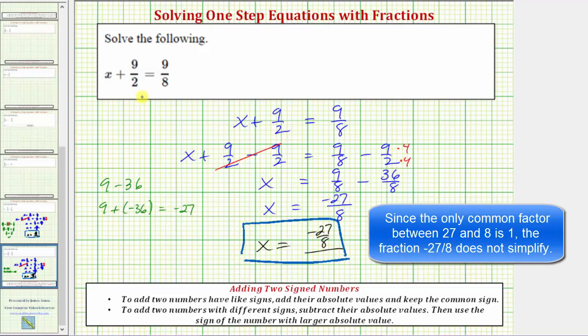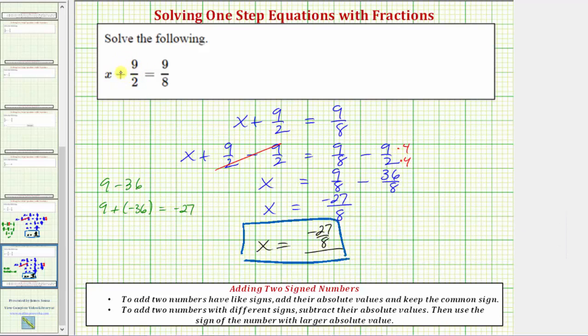but before we go, let's check our solution by substituting negative 27 eighths into the equation to make sure the sum on the left is equal to 9 eighths. So performing this substitution, we would have negative 27 eighths plus 9 halves equals 9 eighths. The least common denominator on the left side is going to be 8, so multiply the numerator and denominator of 9 halves by 4, just like we did below.